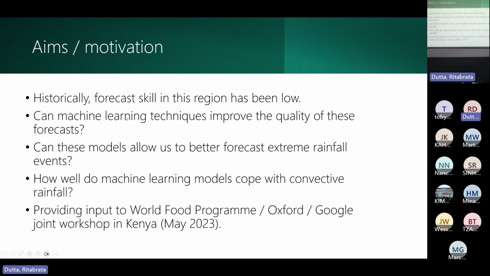our aims are to look into this and see if we can use some machine learning techniques to improve on these forecasts. We're particularly interested in whether these models will allow us to better forecast extreme rainfall in order to improve early warning systems in the region. And we're interested in how well machine learning models are going to deal with convective rainfall. As an output, we've been providing input to a World Food Programme, Oxford and Google joint workshop, trying to look into how methods like these might improve seasonal forecasts, but also early warning systems and things like that.